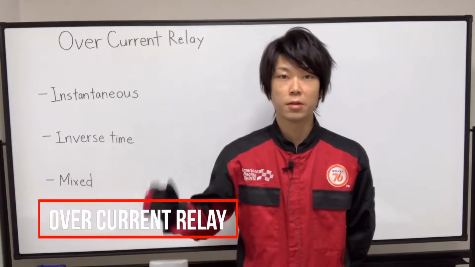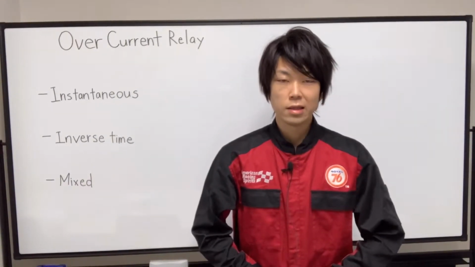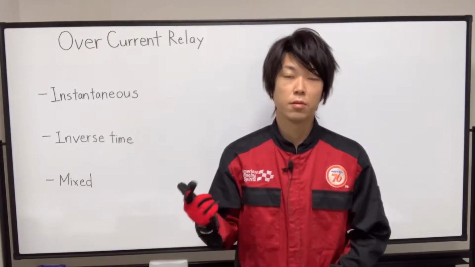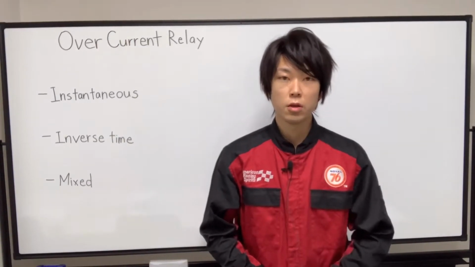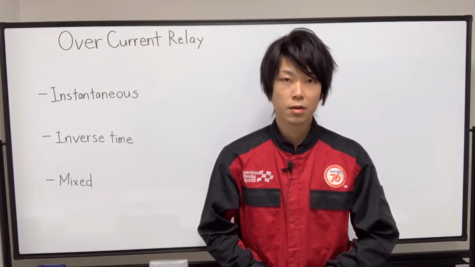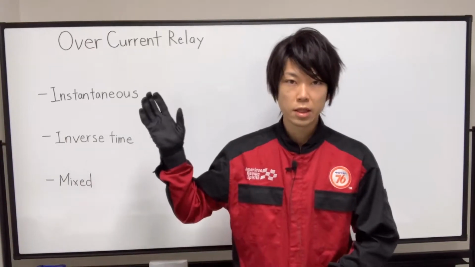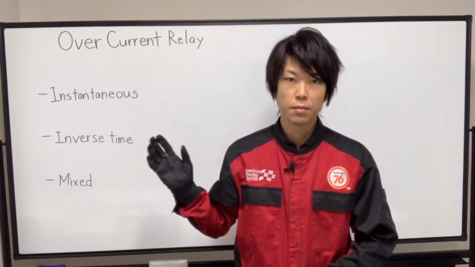Today I'll explain about the overcurrent relay. Overcurrent protective relay is the simplest and cheapest type of protection device, which is most commonly used for any power system. Based on operating time characteristics, there are three main types of operation: instantaneous, inverse time, and mixed.